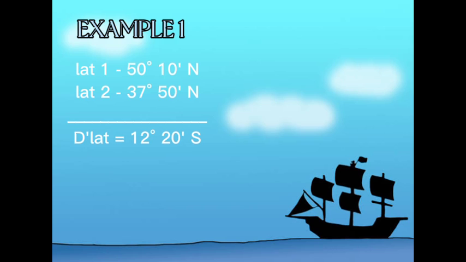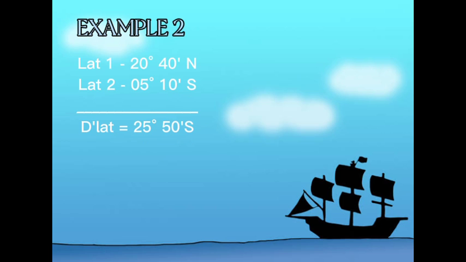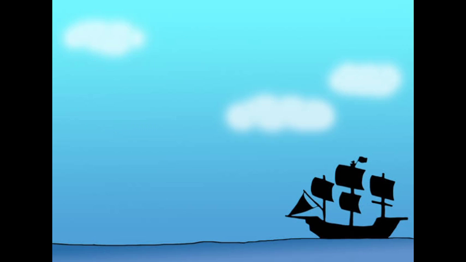Example number 1. From the departure 50 degrees and 10 minutes north to arrival in 37 degrees and 50 minutes north. So the dilat is equivalent to 12 degrees and 20 minutes south. Next is example number 2. From the departure 20 degrees and 40 minutes north to arrival 05 degrees and 10 minutes south. So the dilat is 25 degrees and 50 minutes south.